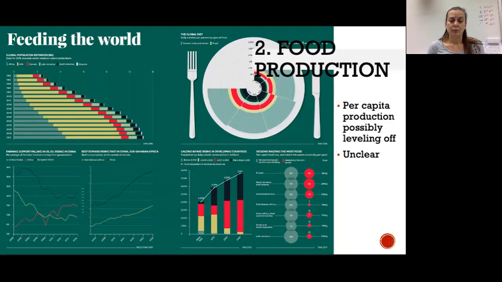Another indicator is food production. Again, can we produce enough food? This is very important to sustainability. Right now, our recent trend is that per capita production is starting to level off. Since the 1970s, production has been increasing really rapidly per capita, and now it's starting to level off. That means that the future of this particular trend is a little bit unclear. We don't know whether it's going to continue to level off and stay pretty stable per capita, or whether it's going to go back up, or whether it's going to start to fall as we run out of arable land or out of water. So that's our second indicator.